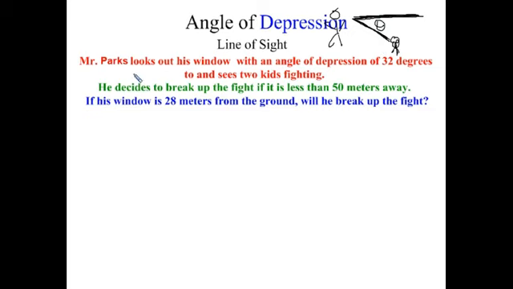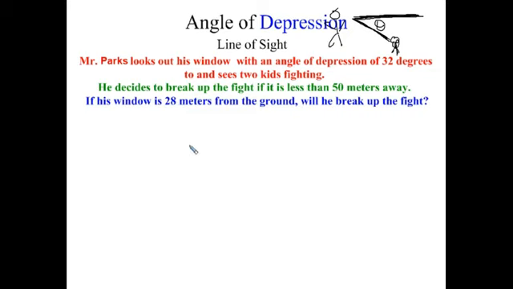So Mr. Parks looks out his window with an angle of depression of 32 degrees and sees two kids fighting. He decides to break up the fight if it is less than 50 meters away. I guess he decides he can make it there in time if it's less than 50 meters away. If his window is 28 meters from the ground, will he break up the fight?